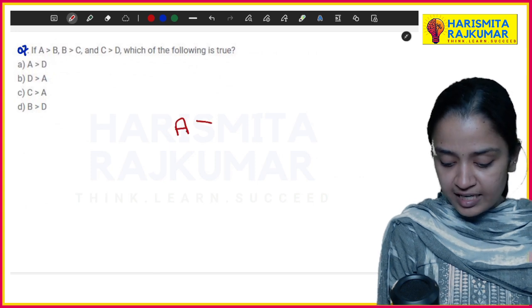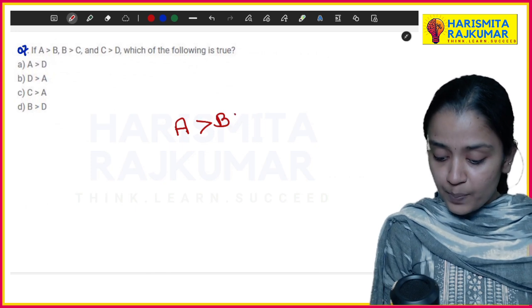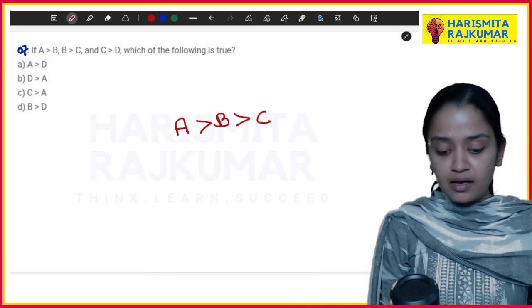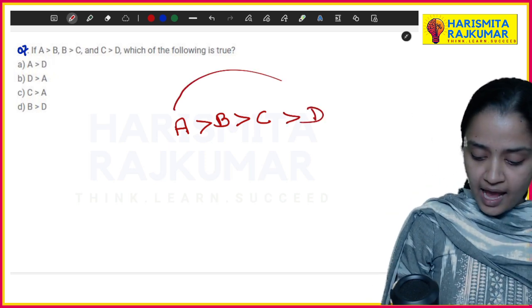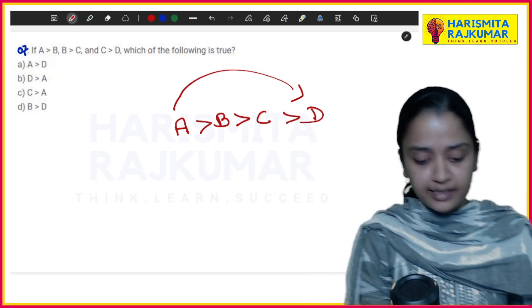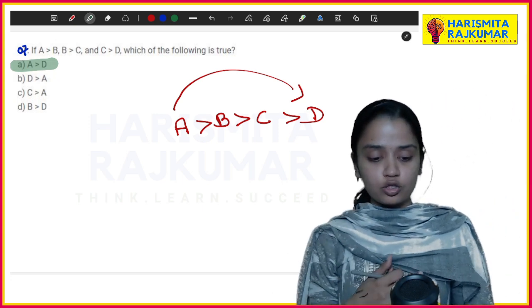If A is strictly greater than B, then B is strictly greater than C and C is strictly greater than D, then what can you say? A is strictly greater than D. So that is your answer for your seventh question.